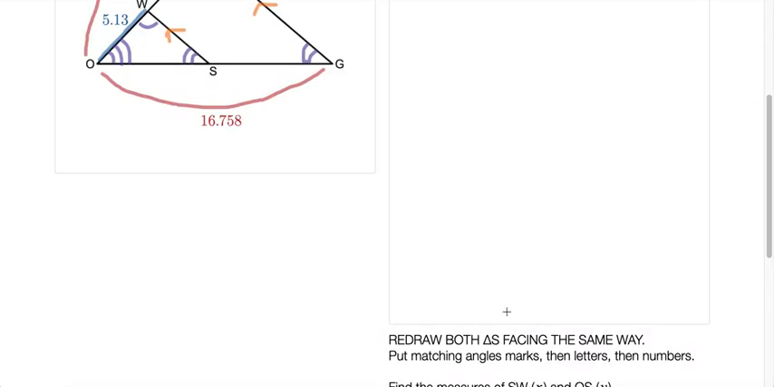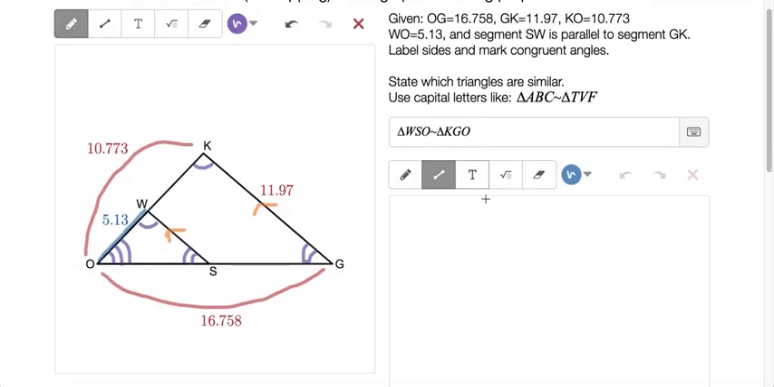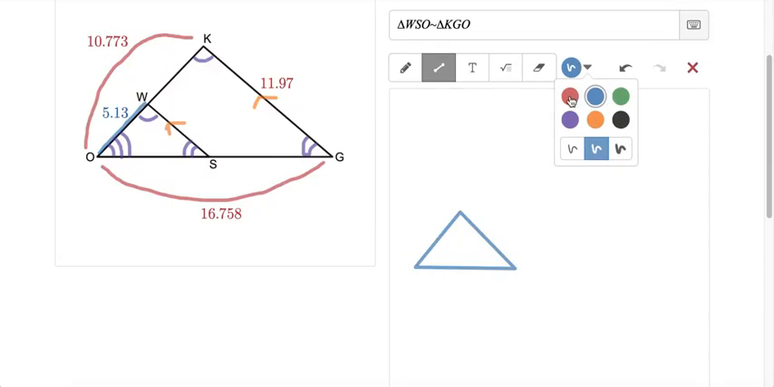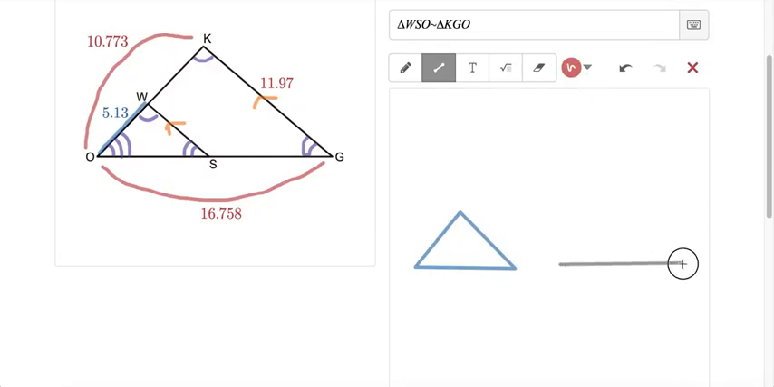Now we have a sketch pad, and we're going to redraw both triangles facing the same way. Then we're going to put matching angle marks. Then we're going to put letters. And the last thing that happens is numbers. So first we redraw the triangles facing the same way. We're going to draw a small triangle, and then a big one that looks like it's facing the exact same way, but it's just a bigger version.